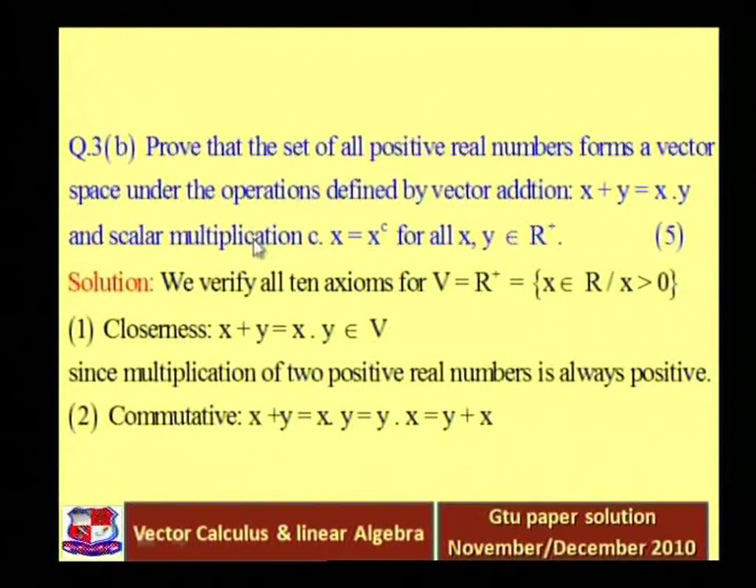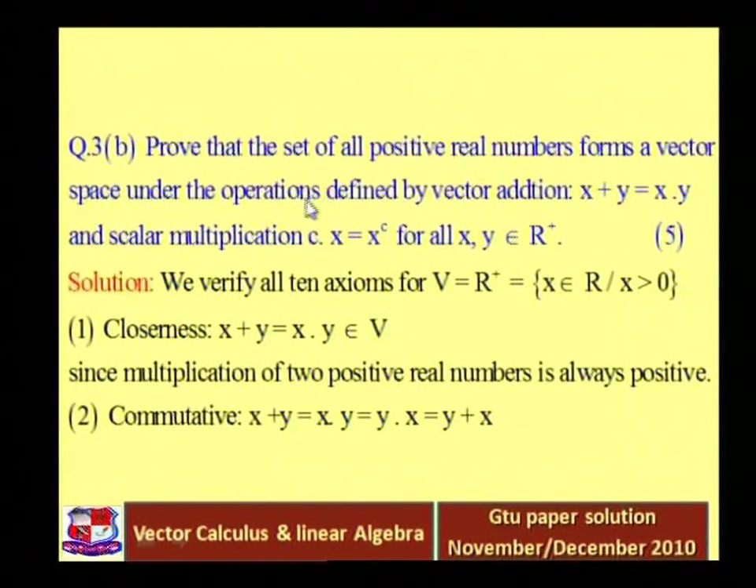Next question, question 3b. Prove that the set of all positive real numbers forms a vector space under the operations defined: vector addition, x plus y is equal to x into y, where x and y are both positive numbers, and scalar multiplication, c into x is equal to x raised to c, for all x, y belonging to R plus. And this question was asked for 5 marks.